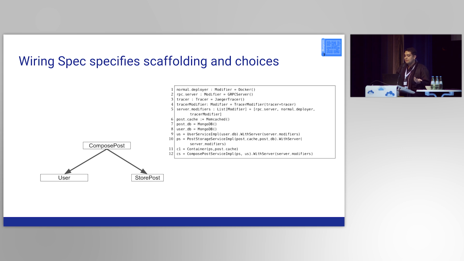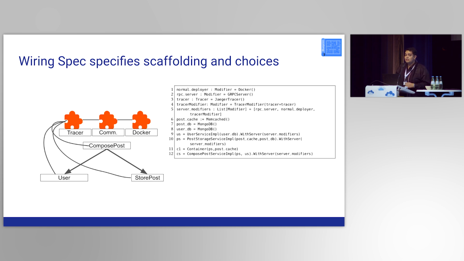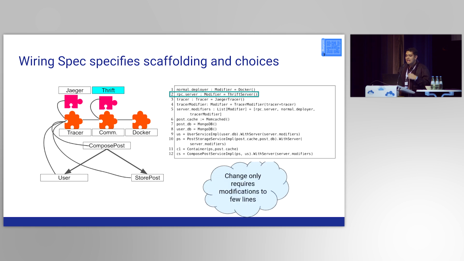Features such as tracing and deployment, as well as the communication framework, can be independently applied, with different instantiations to specify the full variant of the application. So now, if we wanted to change gRPC to Thrift, we would only need to modify just one line of code. And changing any scaffolding or instantiation requires very few lines of code modifications.